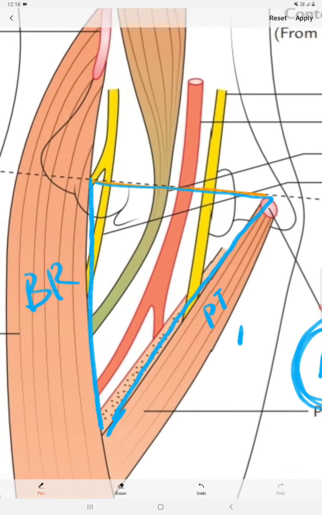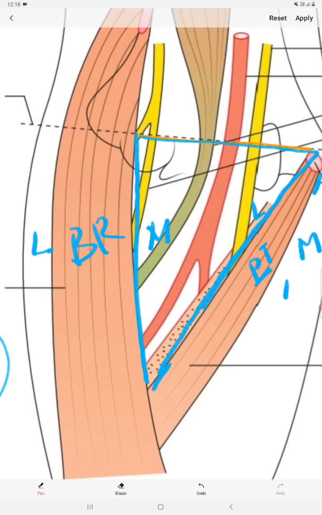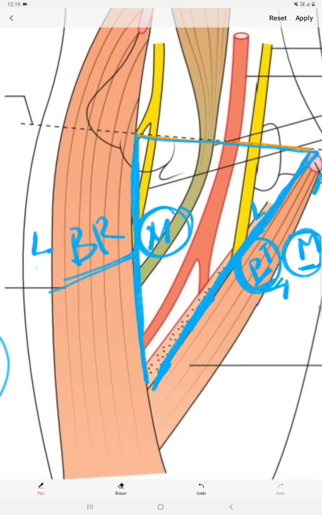Again, we have two borders for the pronator teres: the medial side of the pronator teres and the lateral side of the pronator teres. Likewise, this is the medial side of the brachioradialis and this border is the lateral border of the brachioradialis. Now, what is the border on the medial side? The lateral border of the pronator teres forms the medial boundary of the cubital fossa. I'll repeat, the lateral border of the pronator teres is the medial boundary of the cubital fossa. Simultaneously, the medial border of the brachioradialis forms the lateral boundary of the cubital fossa.